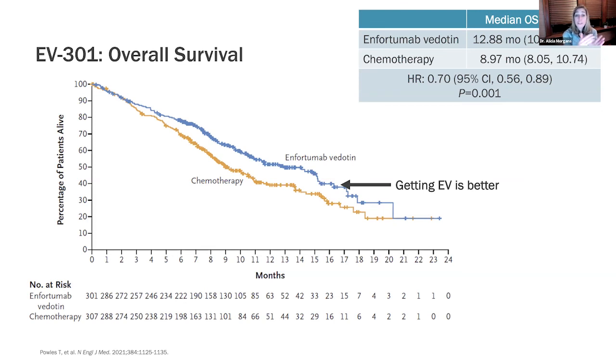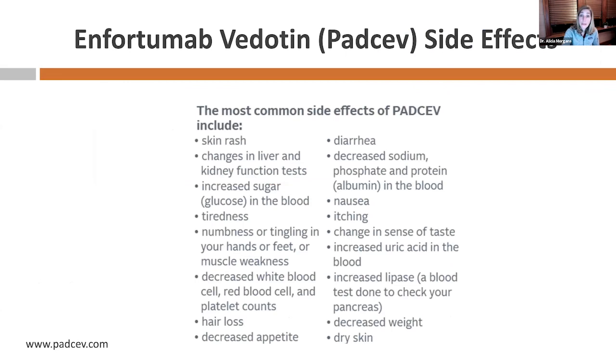And really, this beautiful, big separation of curves demonstrates that there's actually a nice and strong advantage to that treatment with enfortumab vedotin, that antibody drug conjugate, as compared to the older chemotherapy options that we had. And this is, of course, in a group of people who had already had chemotherapy in the past. So it's not the chemos that I talked about, the cisplatin and the carboplatin. These are different second and third line chemos that we might use if the other chemos no longer are working. But this is really, really important. I think it will be something that we think about as we move forward a lot.